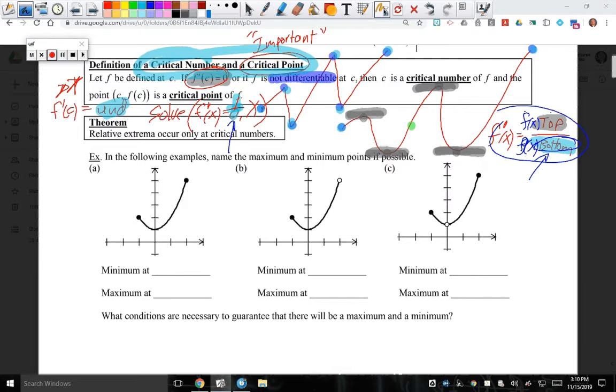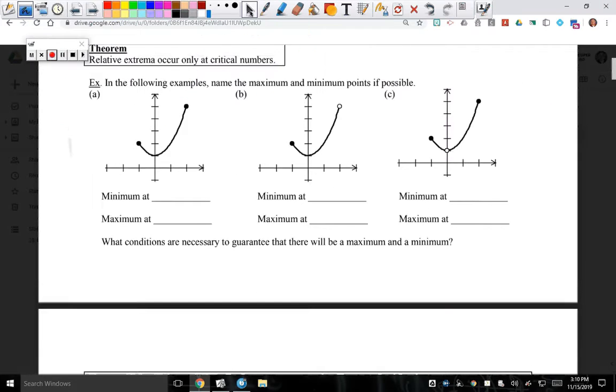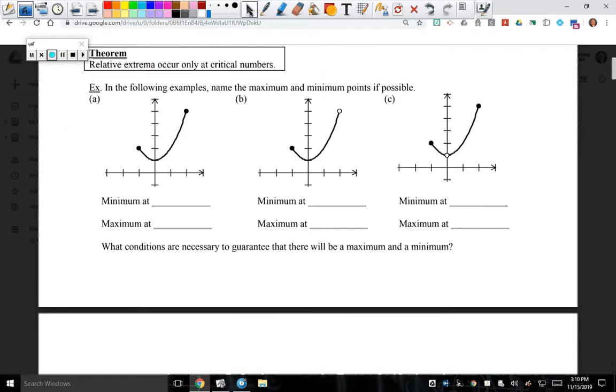All right, critical numbers. That's concept 2. That's very important to know. Relative extrema, relative, local, only occur at critical numbers. So here we go. In the following examples, name the maximum and minimum points if possible.